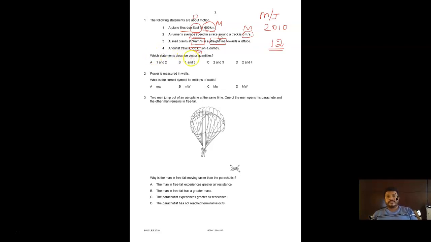So which statement describes vector quantities? Vector quantities have both magnitude and direction. So which options have direction and magnitude? The first option, and you can see here the third option. These two options have direction and magnitude. So our answer is B. So we solved the first question, and the name of the topic here is measurements.